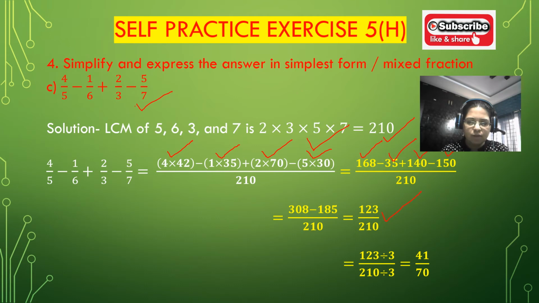Just divide by the highest common factor. Highest common factor of 123 and 210 is 3. So divide numerator 123 by the highest common factor. We get 123 divided by 3, we get 41. Then divide the denominator 210 by the highest common factor 3. 210 divided by 3 is 70. So now we get 41 divided by 70, which is in simplest form.